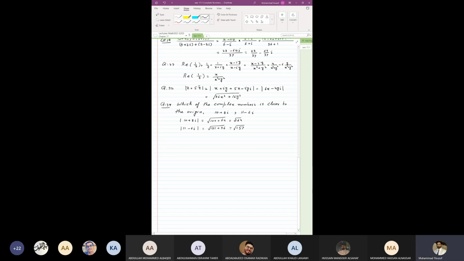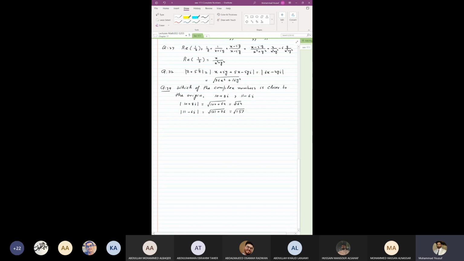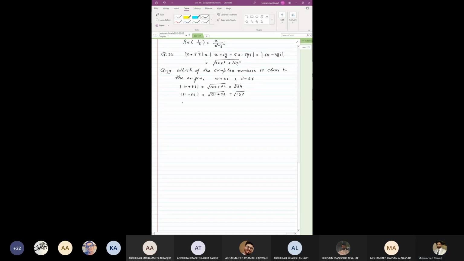So the distance from the origin to 10 plus 8i, that is, its absolute value, is the square root of 164, and the distance from the origin to 11 minus 6i is the square root of 157. So we say that 11 minus 6i is closer to the origin.